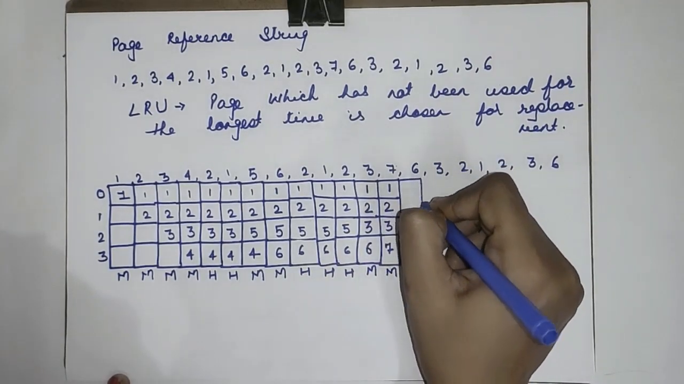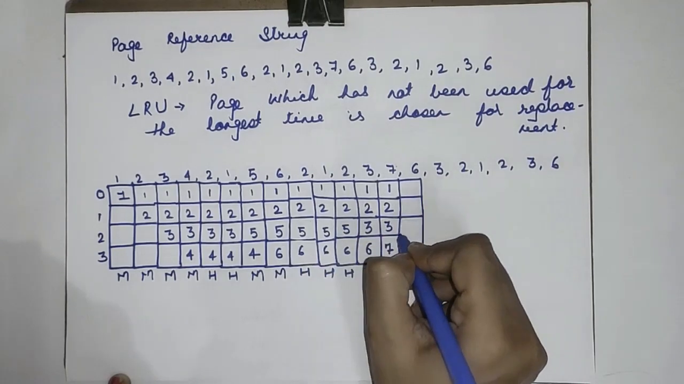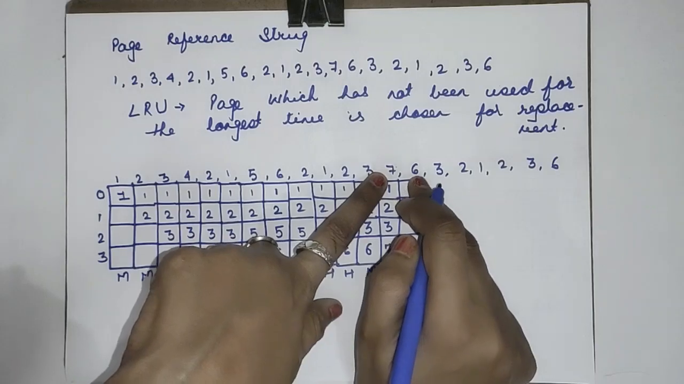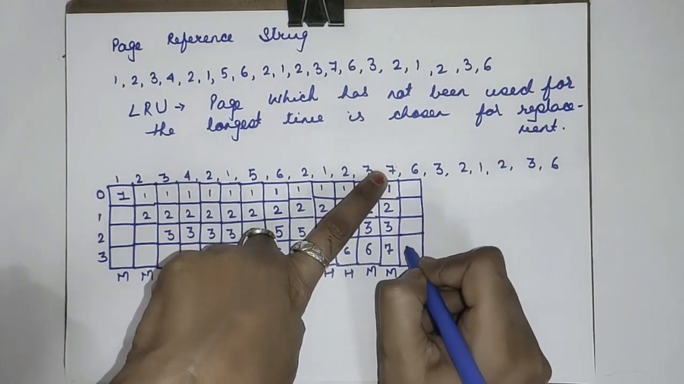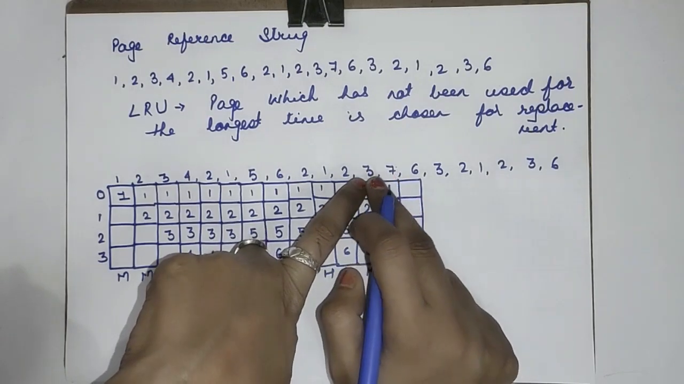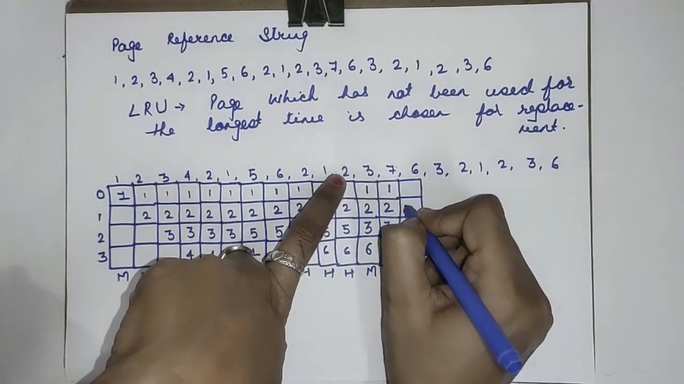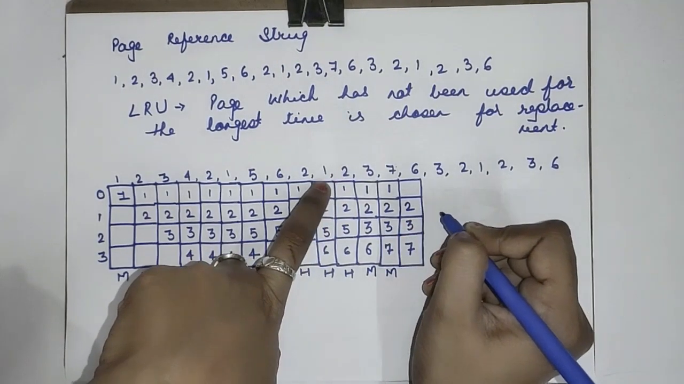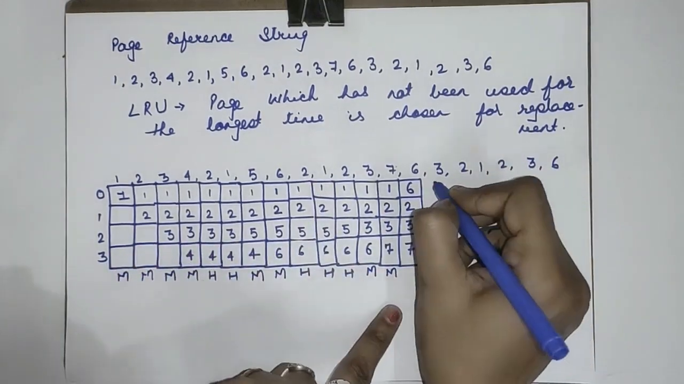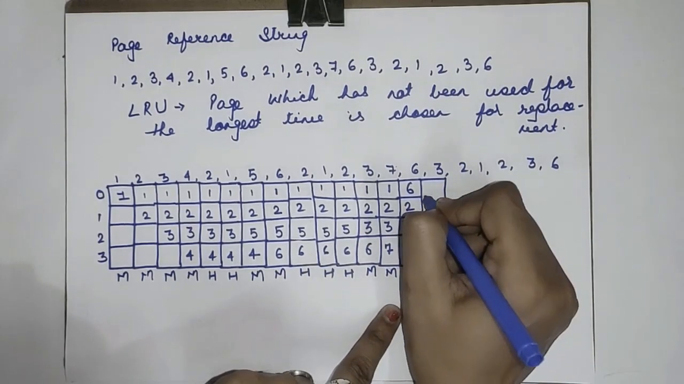So what am I going to do? I am going to replace a particular page. So I'm going to track backwards. Before 6, the most recently used page is your 7. So 7 will not be replaced. Next, the second most recently used is your 3. So 3 will not be replaced. Third is your 2. So 2 will not be replaced. So which is the least recently used? 1. So 1 will be replaced.